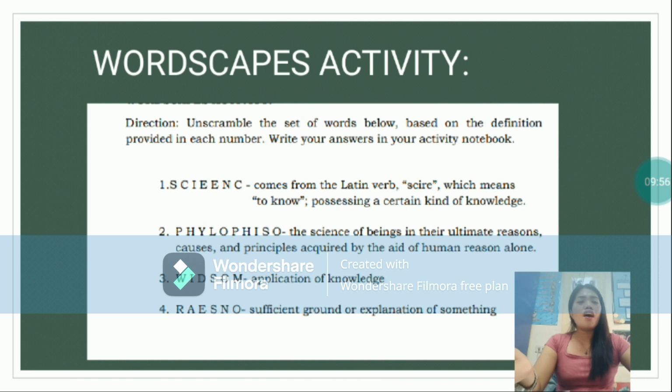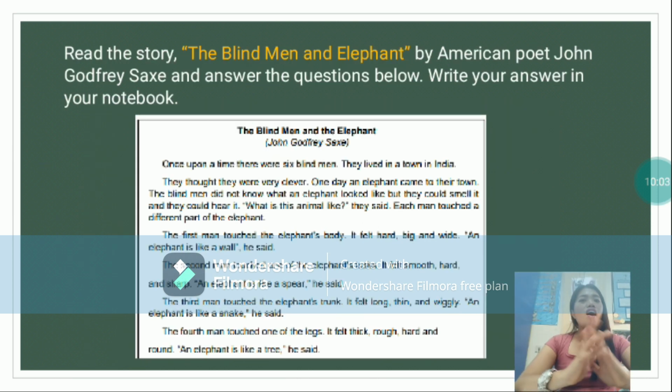Now, at this time, we are going to read a story. We're going to read a story entitled The Blind Man and the Elephant. This story is written by an American poet, John Godfrey Saxe, and answer the questions below. Or later on, we will have the guide questions. So listen carefully. I'm going to read a story.